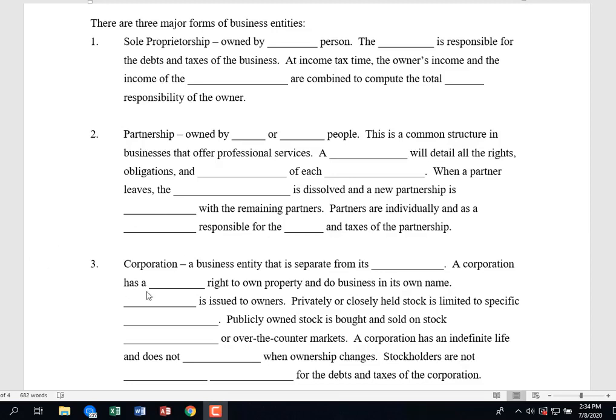All right, the third type of business entity is called a corporation, and that is a business entity that is separate from its owners. A corporation has a legal right to own property and do business in its own name. Stock is issued to the owners.